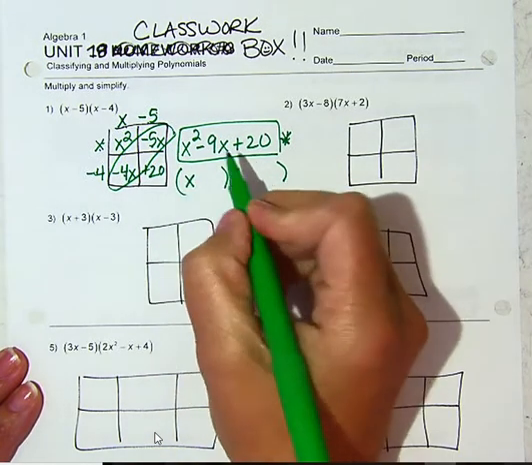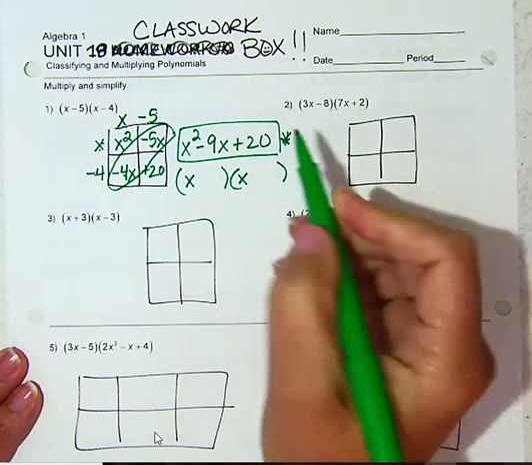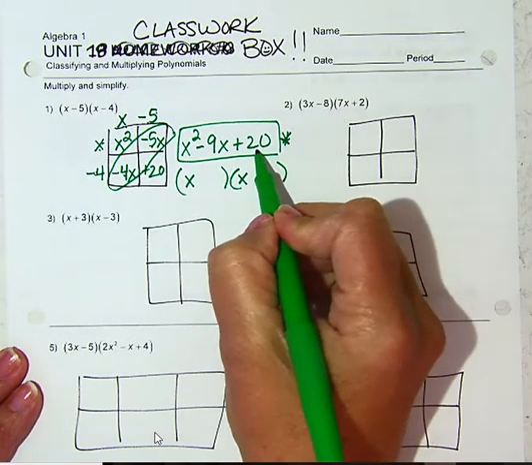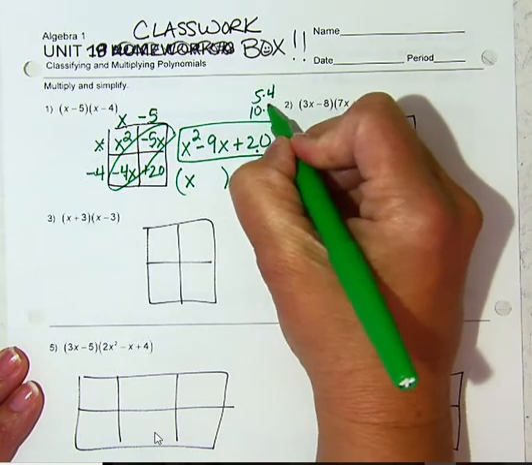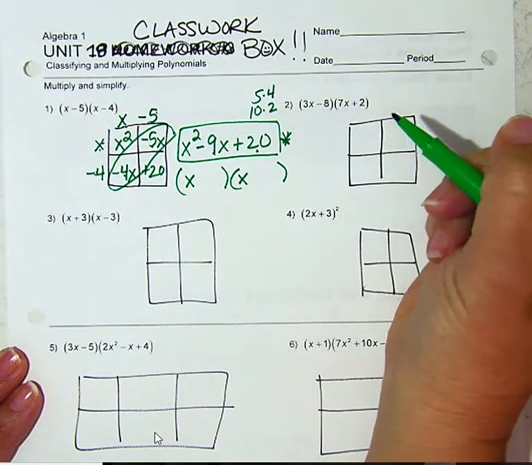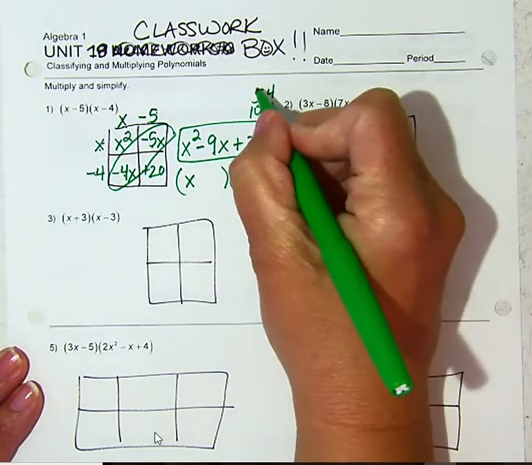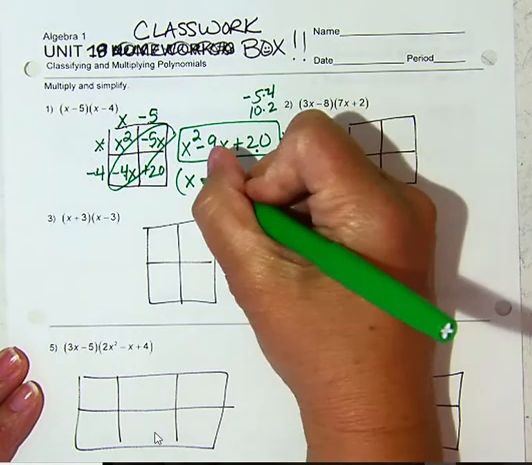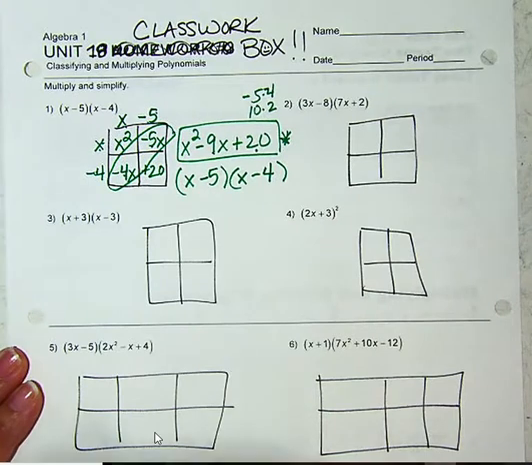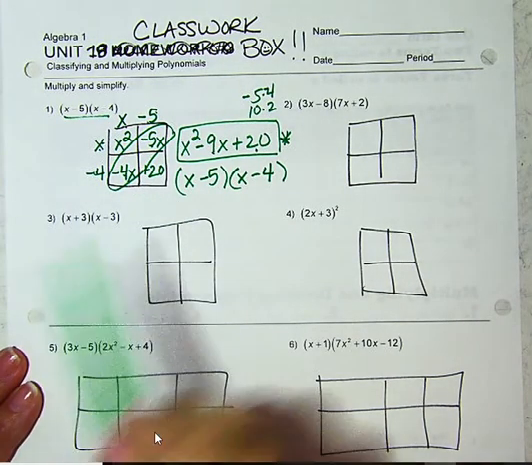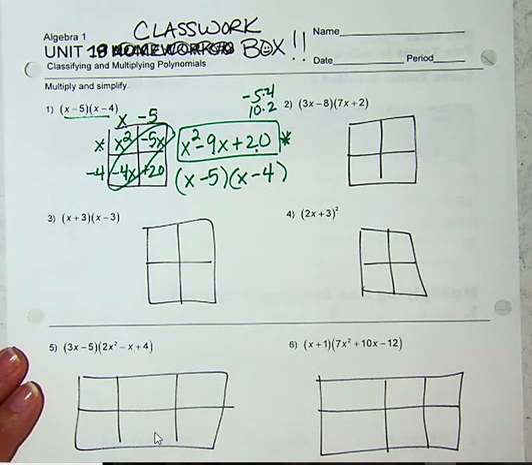Okay, so this, and I need my multiples of 20 that add up to a negative 9. So it's actually going to be a negative 5 and a negative 4, and that is the numbers that go in there. And then that's what we started with. So we've been practicing multiplying two binomials, and now we're going to practice undistributing them, or it's called factoring.